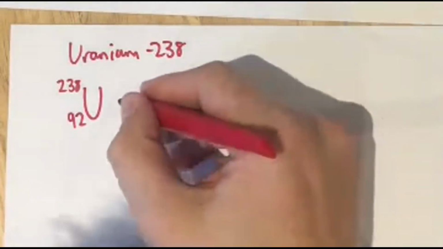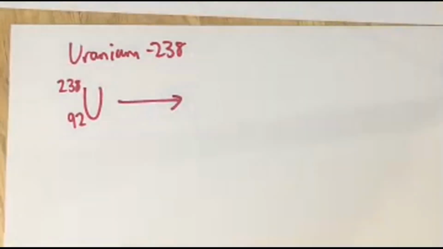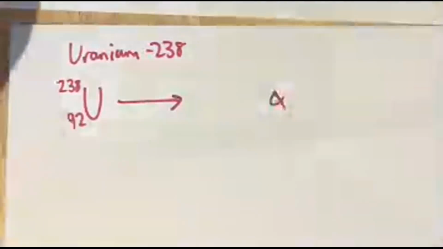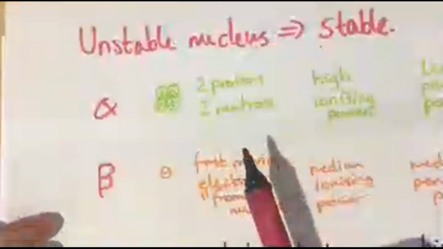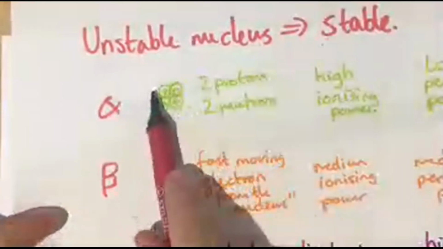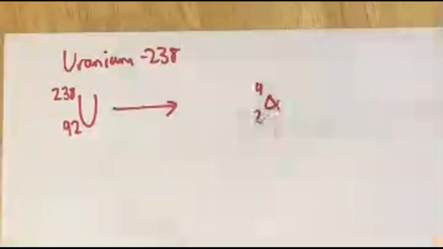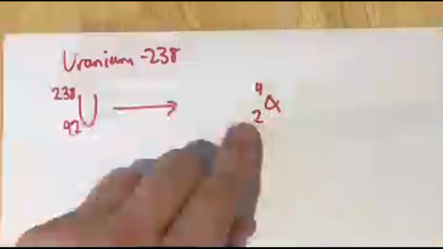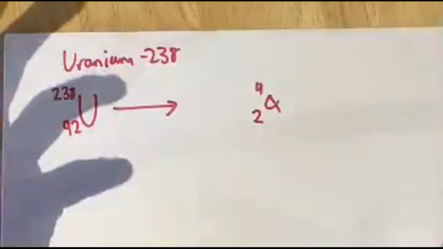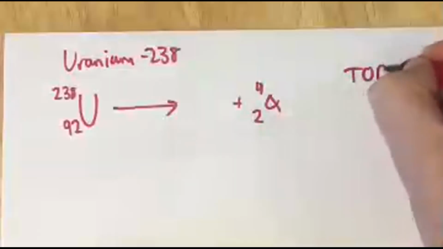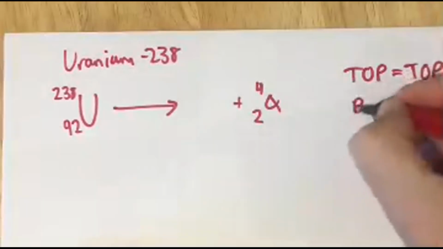That means it has a mass number of 238, and it undergoes alpha decay because it's a chunky boy. A bit of it breaks off, and an alpha particle has 2 protons and 2 neutrons. So it has a mass number of 4 and an atomic number of 2. The key thing with these equations is to make sure that the top equals the top and the bottom equals the bottom.